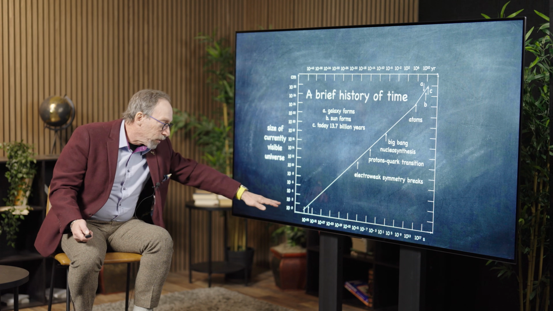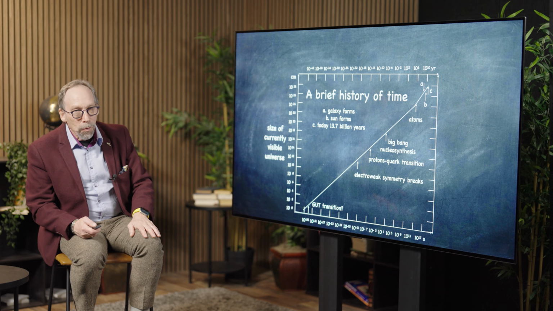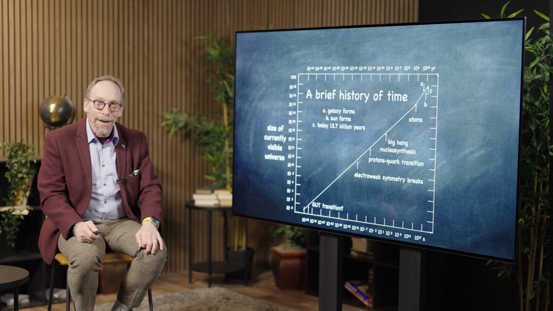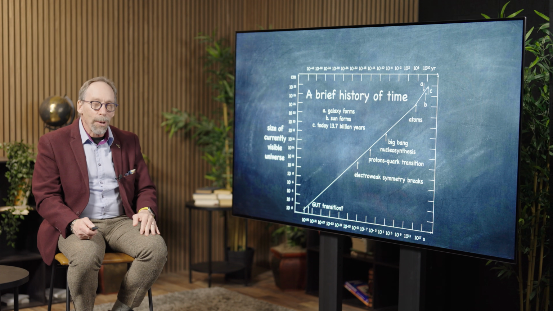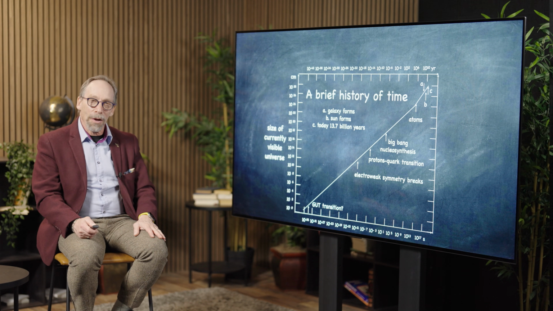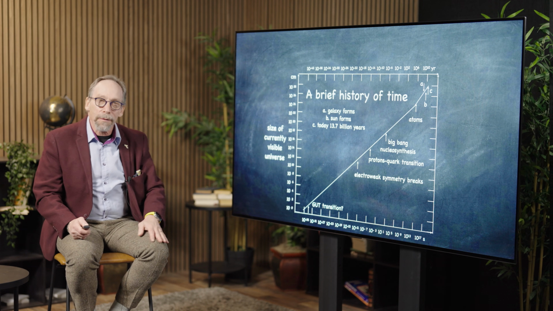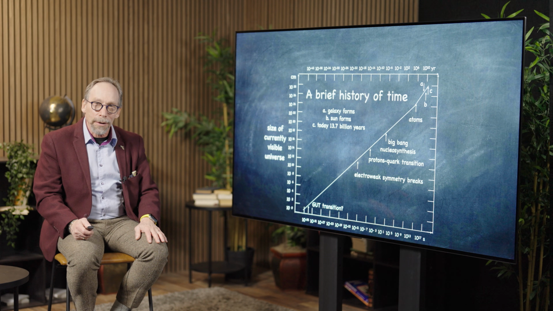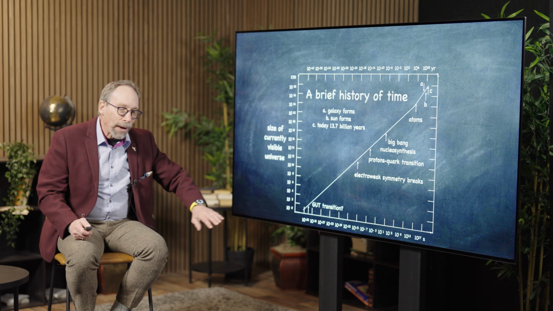At a much earlier scale, a little bit longer than 10 to the minus 35 seconds after the Big Bang, which is a million billion of a second, an unbelievably small scale, we think that it's possible that 3 of the 4 forces in nature became unified. That's called the grand unified transition. We've been trying to get direct evidence of this.